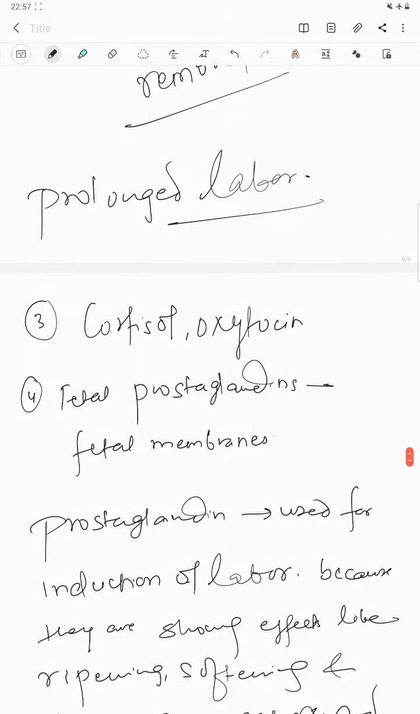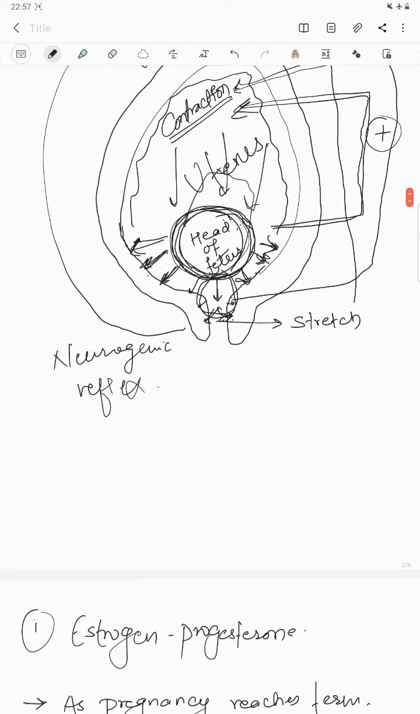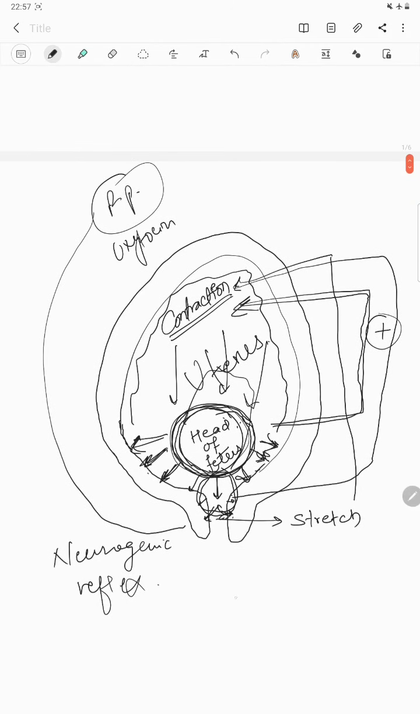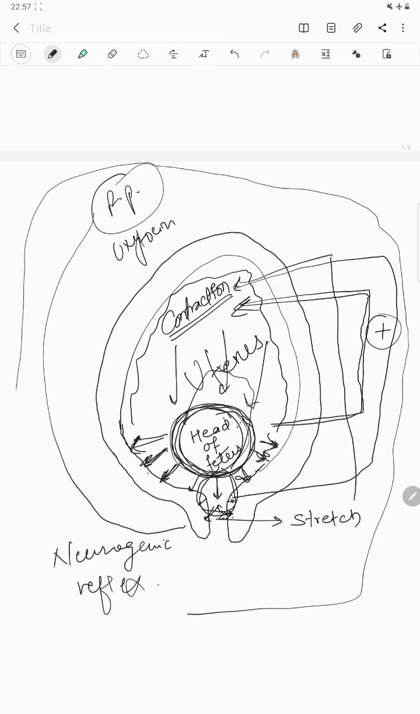So this was all about physiology of parturition. If you can remember just this diagram and the explanation, it will be very easy to explain the physiology of parturition.